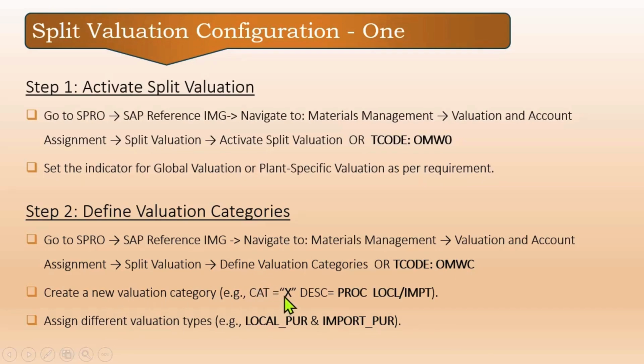Okay, this is what we will do. We will take whatever category is available. We will take that category, because if other users have already defined the categories, you may not find one, so that's why I mentioned X. We will see when we do the configuration which category code we will get. Assign different valuation types, like local procurement and import procurement. Move on to the next slide.